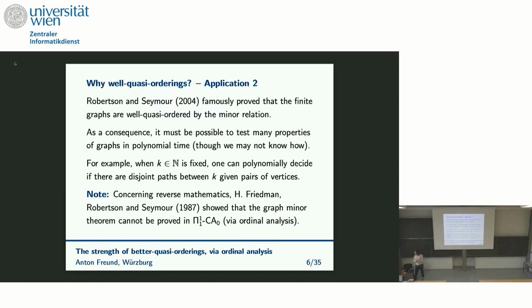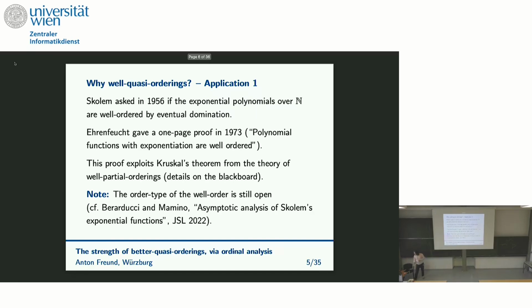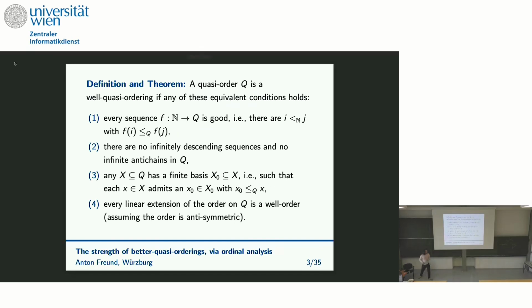Well, it's a beautiful theorem. It's also extremely important for theoretical computer science because it guarantees that some properties of graphs can be tested in polynomial time. And that comes from the third version of this definition of well-quasi-ordering, the finite basis property. Right? Because if this X is also upwards closed, then you get an equivalence, namely you get that an element is in X precisely if something in the basis can be embedded into it.